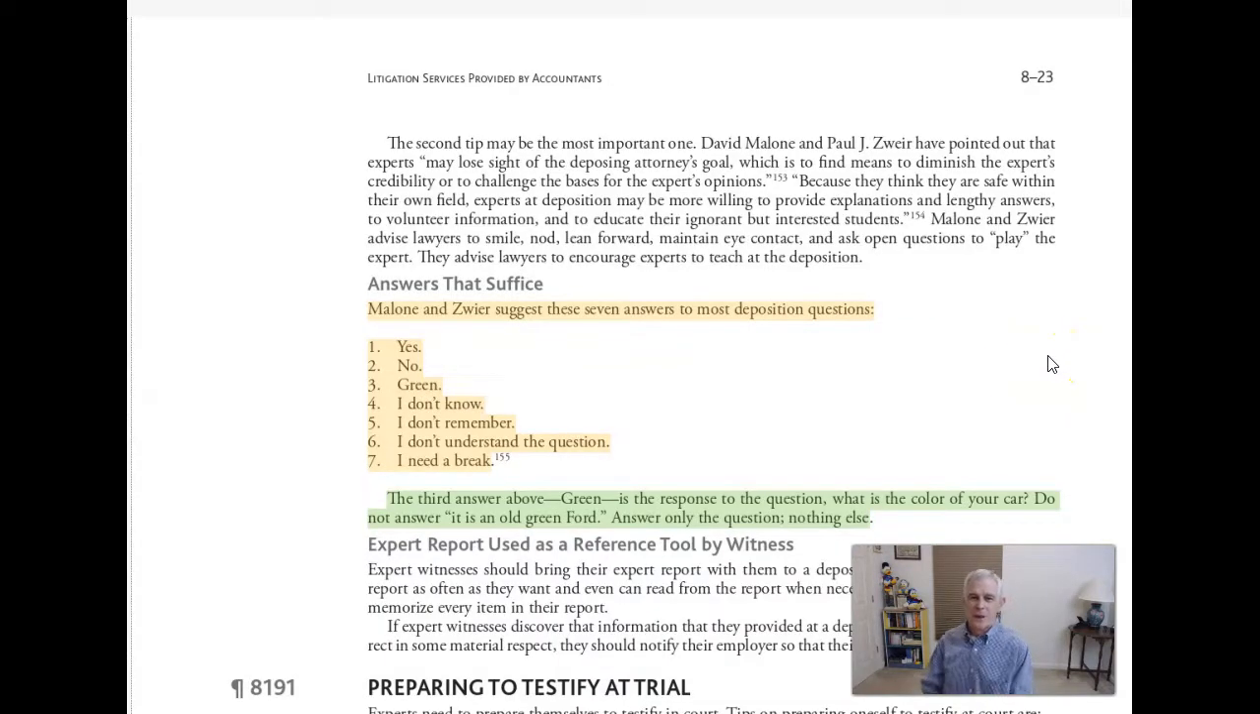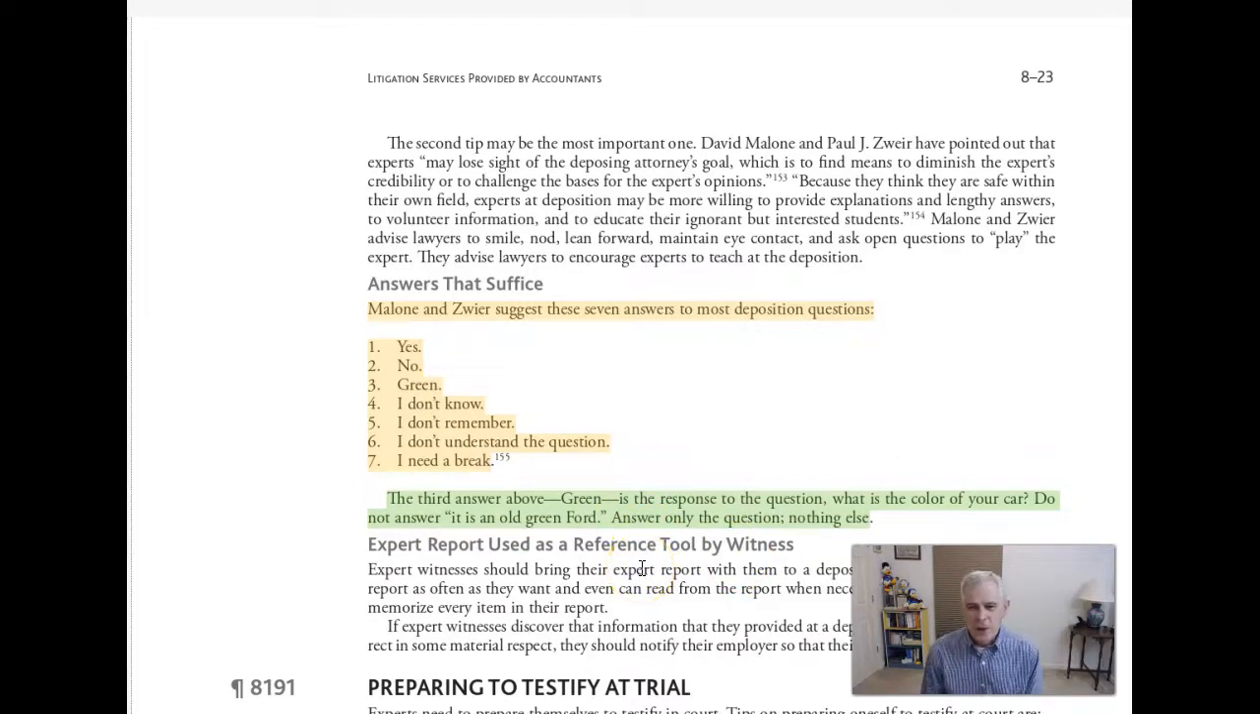This is sort of amusing, but it's true. So here are the 7 answers to most deposition questions. Yes, no, green. Talk about that in a second. I don't know. I don't remember. I don't understand the question. I need a break. Okay. Green. Why is green here? Look at my green highlight.